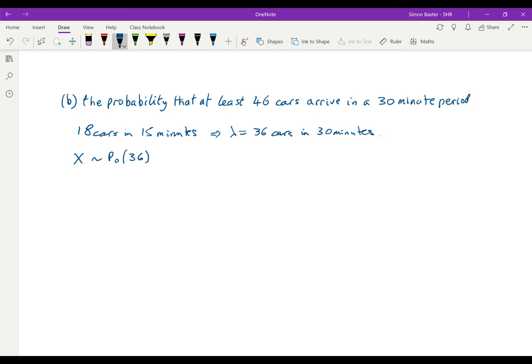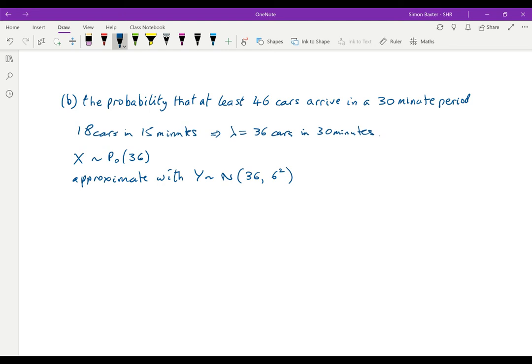Once again, life is tedious if we try to work that out accurately using the formula lambda to the r, e to the minus lambda, over r factorial, several times. But we can approximate with Y, a normal distribution with the same mean and the same variance. Well, the variance is the same as the mean, which is 36. The standard deviation, therefore, is 6. The variance is 6 squared.